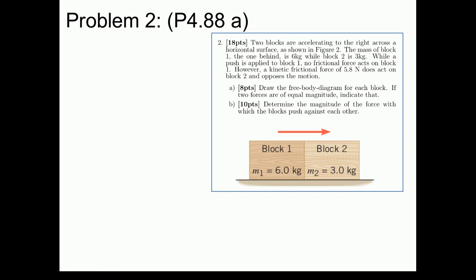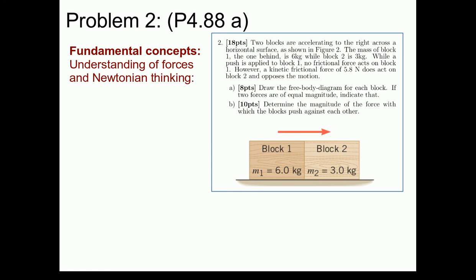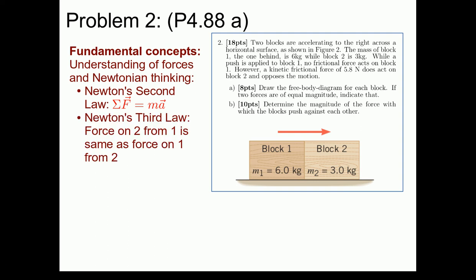Now let's move on to problem number 2, which involved 2 blocks accelerating to the right. The fundamental concept involved in this problem required an understanding of forces and a Newtonian method of thinking. You had to understand Newton's second law, as F equals ma, because the 2 blocks were accelerating in this problem. You also had to understand Newton's third law to see that the force on block 2 from block 1 was the same as the force on block 1 from block 2. Finally, there was a constraint that both blocks must have the same acceleration.